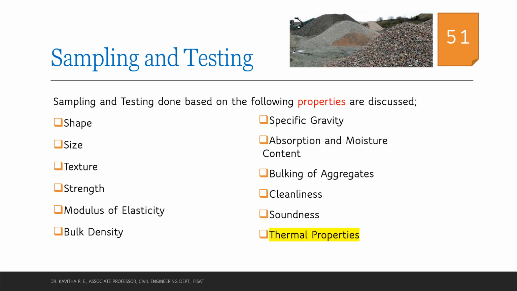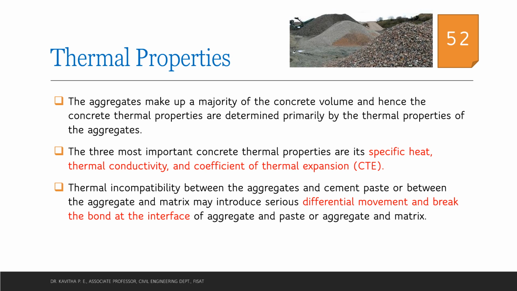Now let us move on to the thermal properties. Aggregates contribute around 70 to 80% of the volume of concrete. Hence, thermal properties of aggregate definitely have a great influence on the thermal properties of concrete. The most important concrete thermal properties are specific heat, thermal conductivity, and coefficient of thermal expansion.